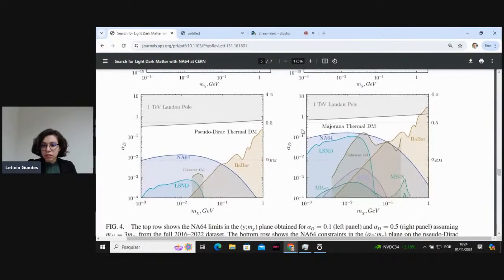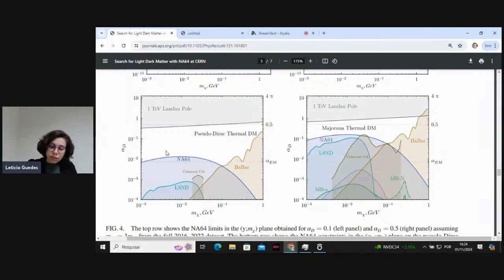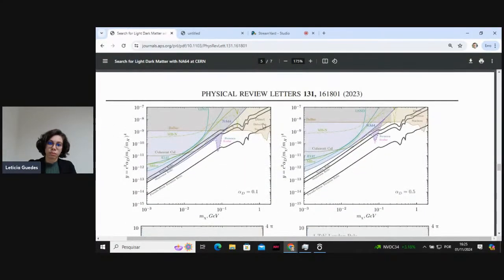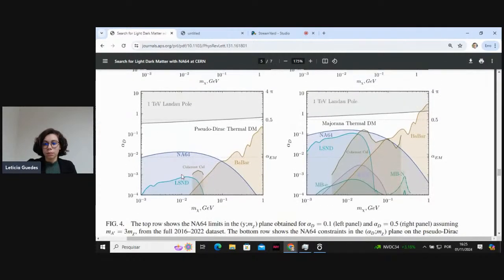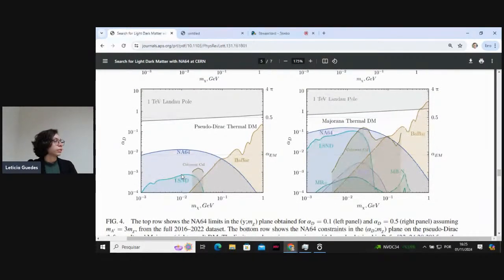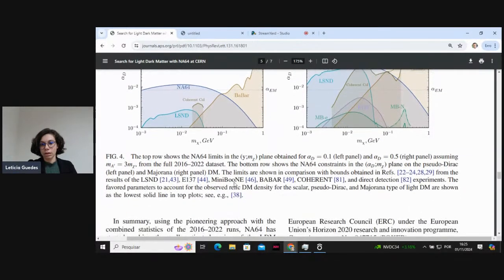So this graph is with the couplings, but the conclusions focus more on these graphs, because they show the regions for the scalar and the Majorana. But it's using the equations that I showed before. And that's basically it.